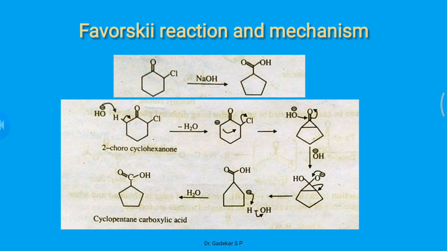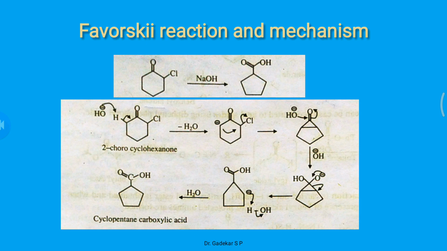Why? Because this alkyl group stabilizes the carbanion in the rearrangement reaction. So in Favorskii rearrangement reaction, ring contraction means a 6-member ring converts to a 5-member ring. If a 5-member ring converts to a 6-member ring, it is a ring expansion. There are two different terms, ring contraction and ring expansion. But in Favorskii rearrangement reaction, ring contractions are formed.